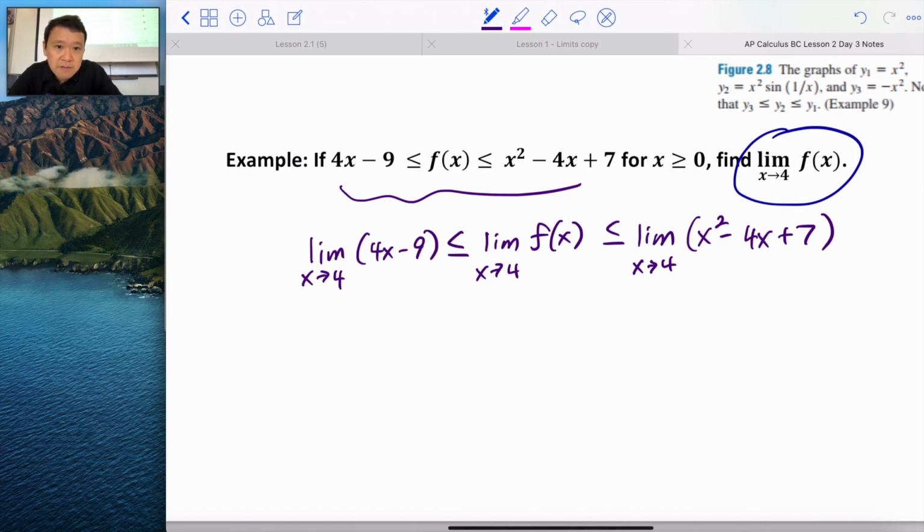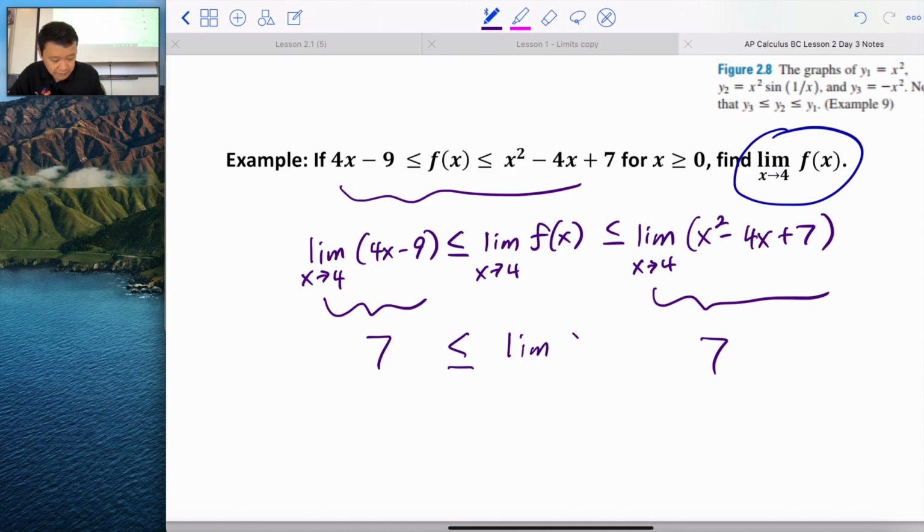Let me just double check that I wrote everything correctly. And what do we know about this one? We could look at the graph, or we could just algebraically see that it's going to be 16 minus 9, which is 7. On the other hand, we got 4 squared minus 4 times 4 plus 7, which is also 7. So as you could see, the limit of f of x as x approaches 4 must be in between 7 and 7.